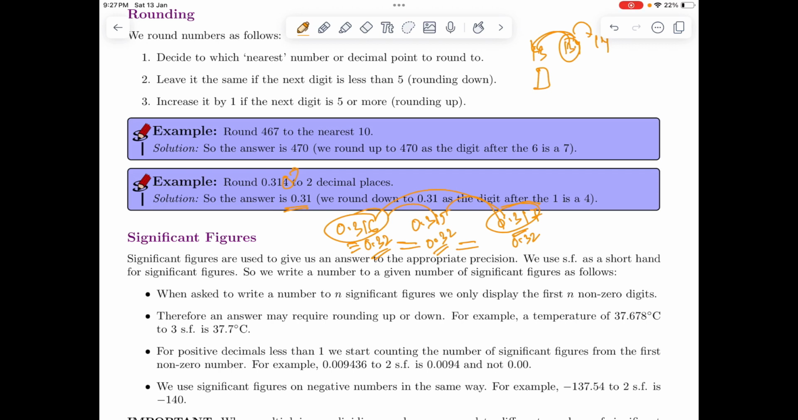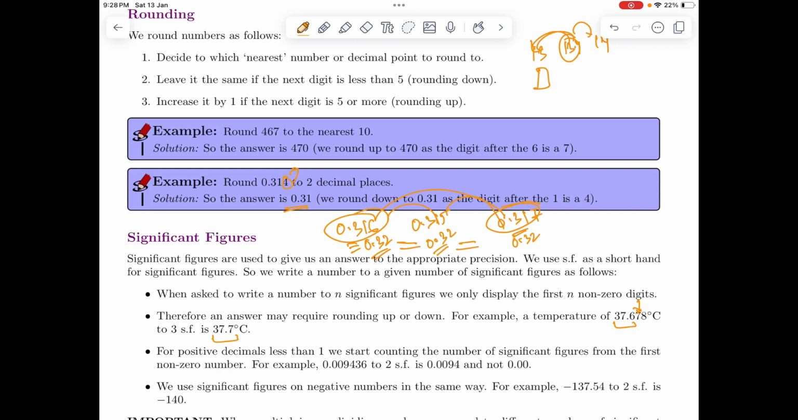So here we go. It is used to give an answer to appropriate precision. We use sig fig as shorthand for significant figures, and we write a number to a given number of significant figures. So when we ask to write, let's say, up to n significant figures, we only display the first n non-zero digits, rounding up or down. For example, a temperature of 37.678 degrees Celsius to 3 significant figures. So we have just 3 digits to take. The digits before the decimal are also counted, so it's 37.7, because the digit just after 6 is more than 5. Moreover, 678 is closer to 700 than to 600, right?